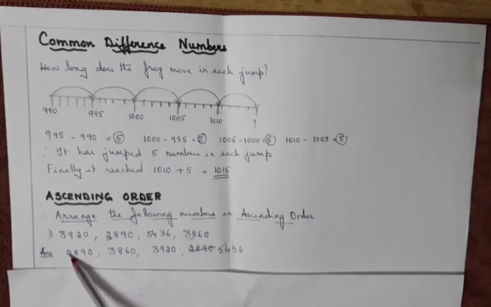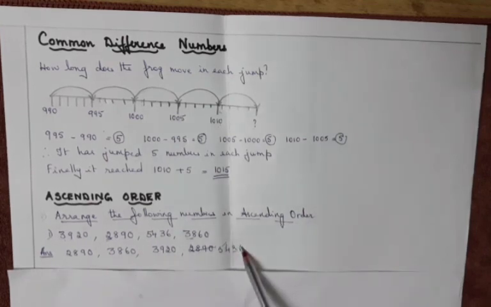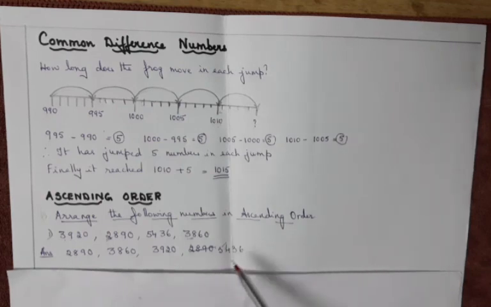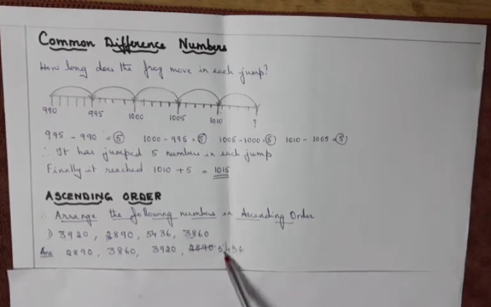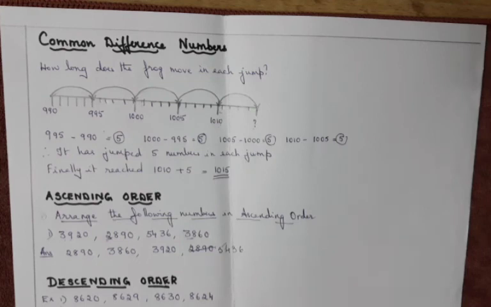See in thousands: 2, 3, 3, 5. Now we are moving from smaller to bigger numbers, whereas in the descending order, it is just the opposite. From big to small. Okay. So descending order, you see an example.